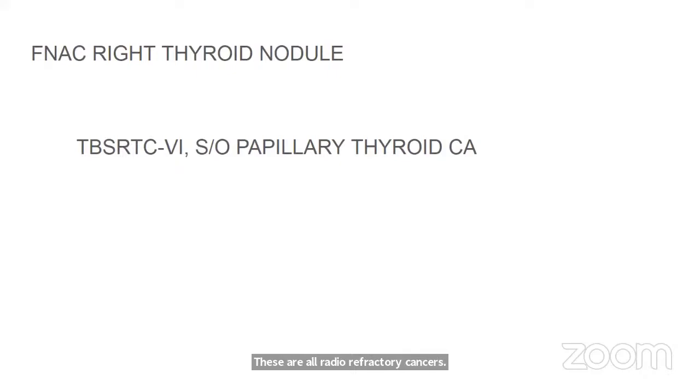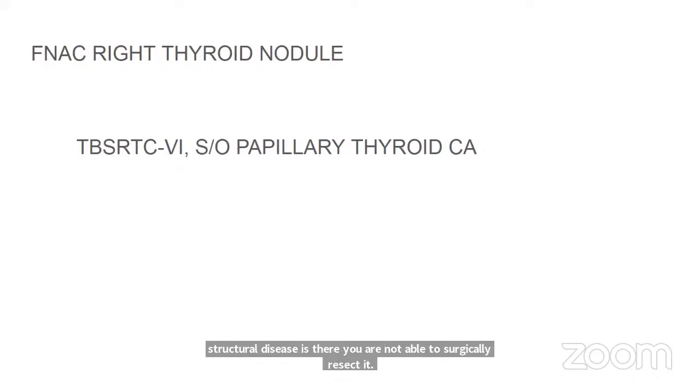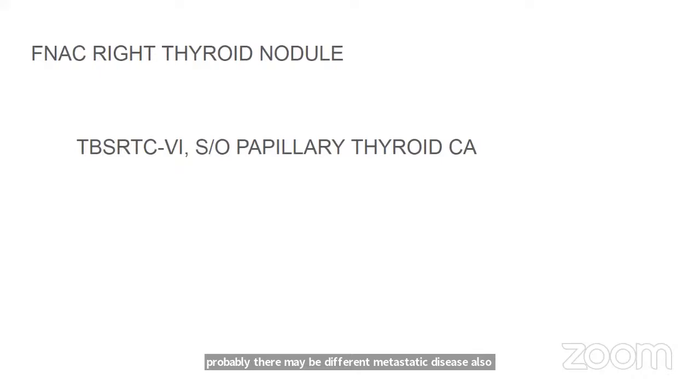Okay, there is radiorefractory disease. The patient is asymptomatic. Still, will you give TKIs? Structural disease is there, you are not able to surgically resect it, and there may be distant metastatic disease also. Still, would you give TKIs? When will you give TKIs? Sir, if the tumor is rapidly progressive, only when the patient is symptomatic. Why? What are the complications of TKIs?